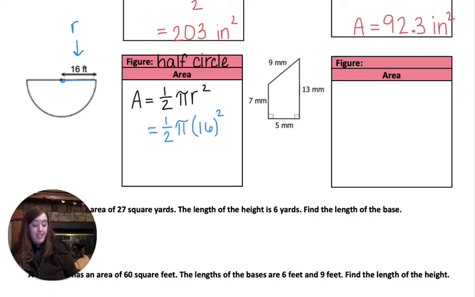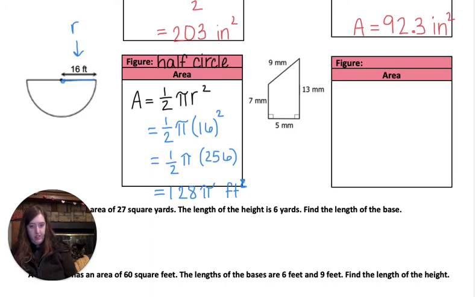So first of all, 16 squared is 256. So I have 1/2 pi times 256. Half of 256 is going to be 128. So that's going to be 128 pi. Remember, pi just comes along for the ride. Our units were in feet squared, or square feet.